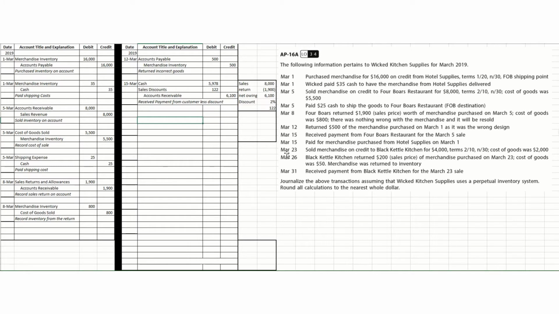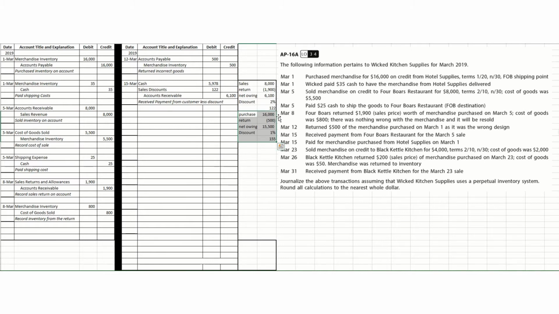March 15th, we pay for the merchandise purchased from Hotel Supplies on March 1st, which had a discount if paid within 20 days. It's only been 14. So similar to when we collect money from customers, when we pay vendors within a discount period, we need to calculate what that discount would be.